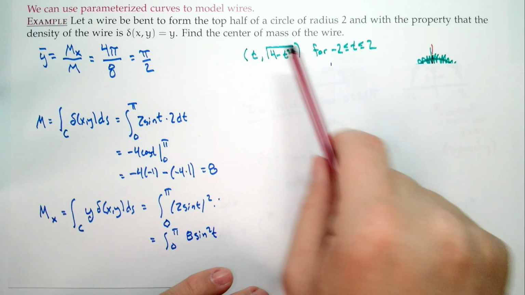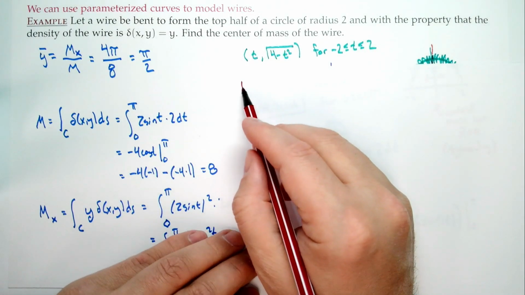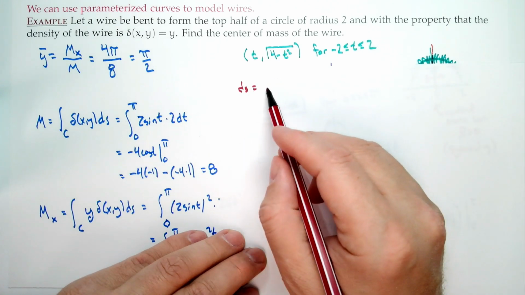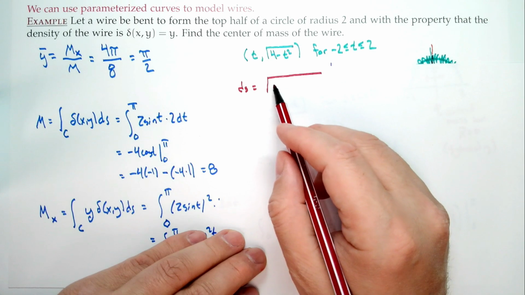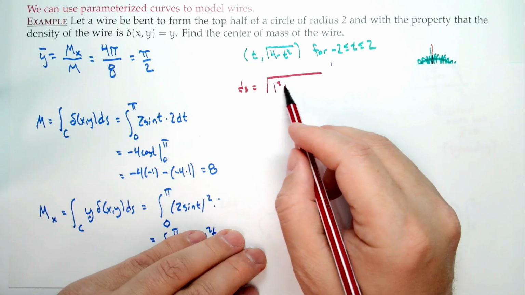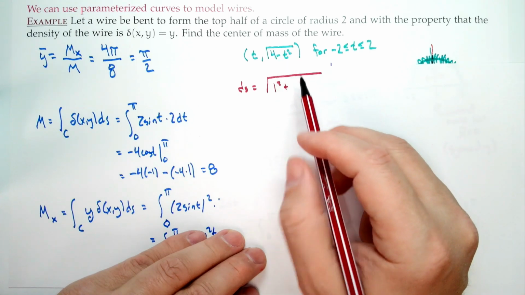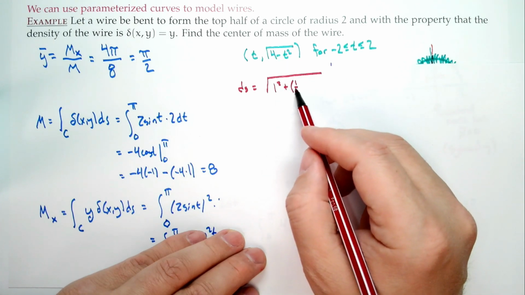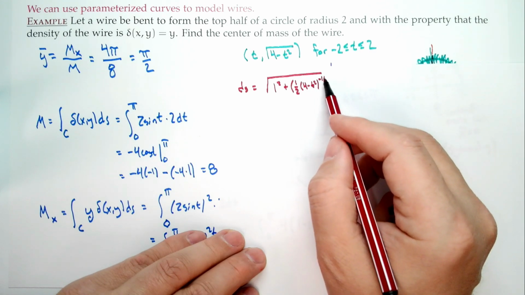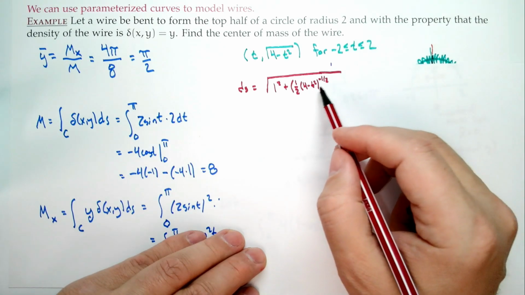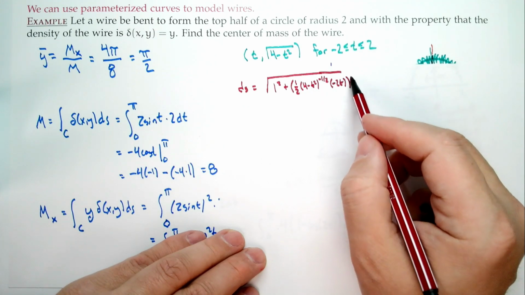instead, this parameterization. So let's start with our ds. So ds is the square root. You take x prime squared, well, that'll be 1 squared, plus y prime squared. So think of y as the square root of 4 minus t squared. That's 4 minus t squared to the half. So the half comes down, 4 minus t squared to the minus a half, then times the derivative of the inside, which is minus 2t, and all that's being squared.